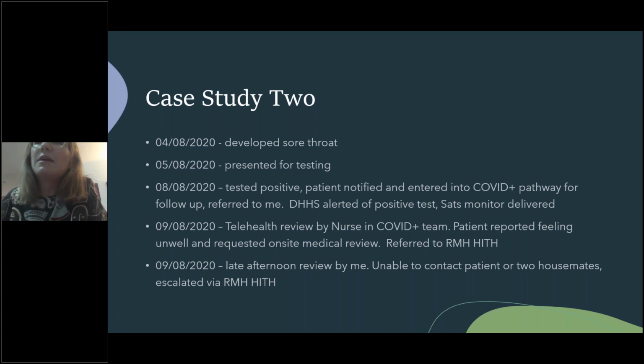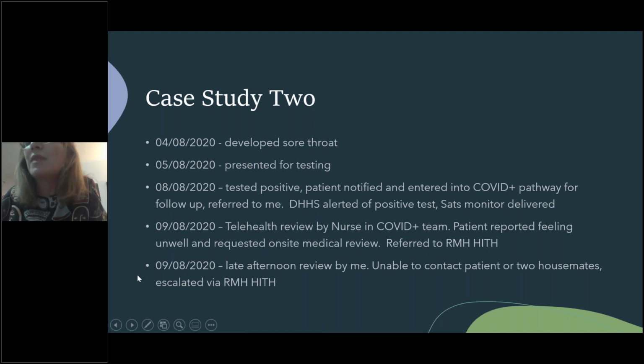So we did. She was reviewed on the 9th of the 8th by telehealth with our nurse, and she was reportedly quite anxious. None of her symptoms sounded very severe, and she sounded quite well over the phone, and her obs and SATs and things were quite good. But the patient was anxious and wanted a doctor to see her. So we referred her back through the COVID team to the Royal Melbourne Hospital in the Home, and contacted her that afternoon.